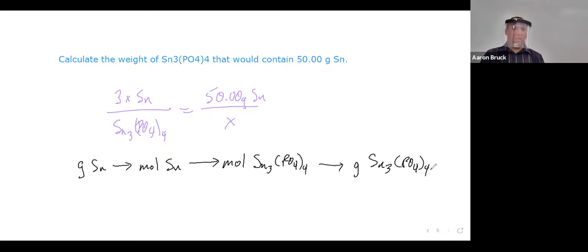So let's look at each approach. We'll start with the approach in black. That's the stoichiometry, kind of dimensional analysis approach. And then I'll show you what some of you might think is the shortcut using the mass percent. Again, it doesn't really matter. What matters is you get the answer right.